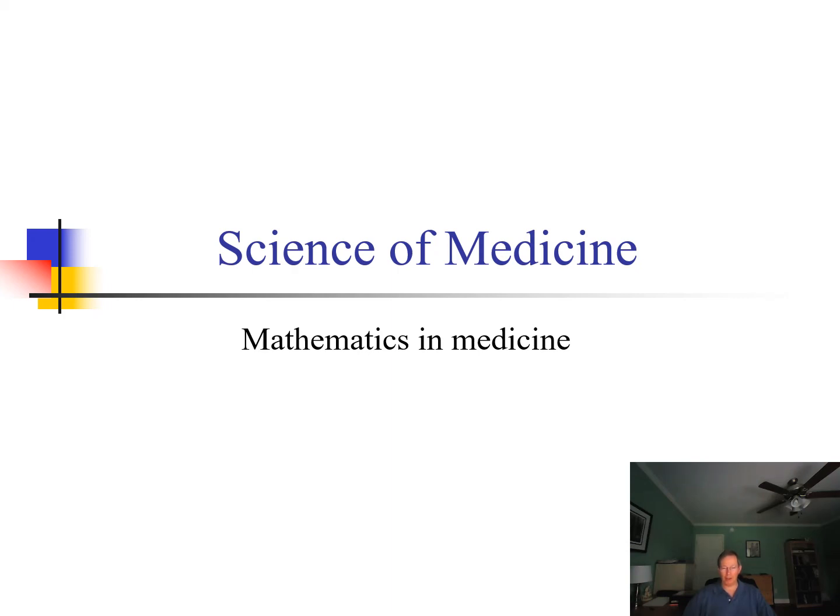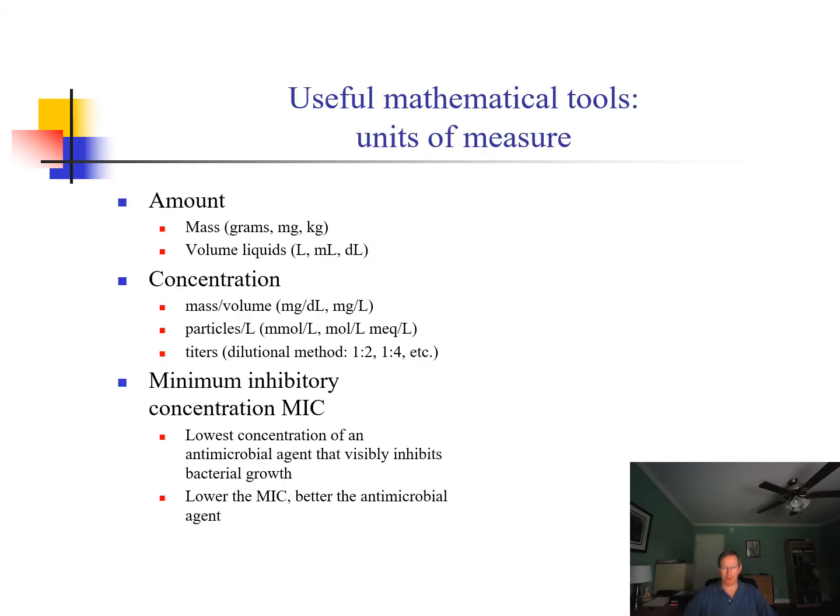Today I want to talk to you about some useful mathematical tools that are used in medicine. Before I do that, I want to let you know that medical measurements are made using both old-fashioned types of units as well as more recent ones. For example, sometimes masses are in kilograms or milligrams or even grams.